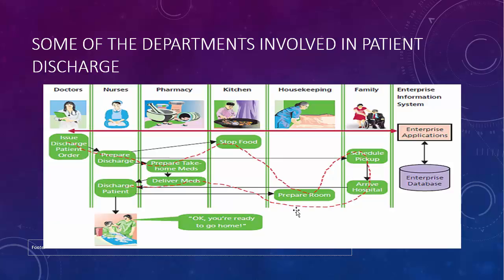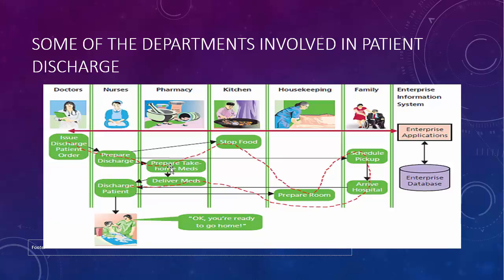The information system provides forms and reports and kind of notifications to the people that are involved in this process. It also controls the flow of the process activity, which is shown by the dotted line. And so a doctor might issue the discharge order, so that's written somewhere. The nurse then sees that, and prepares the discharge.